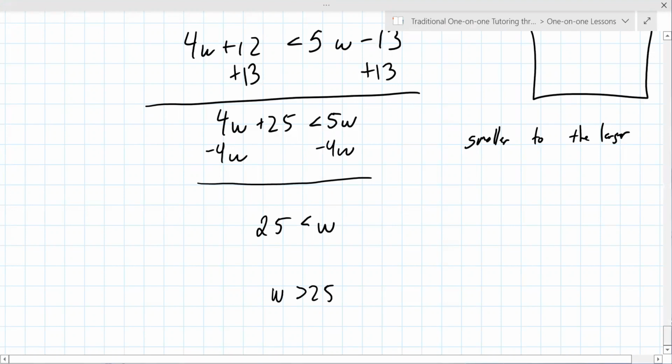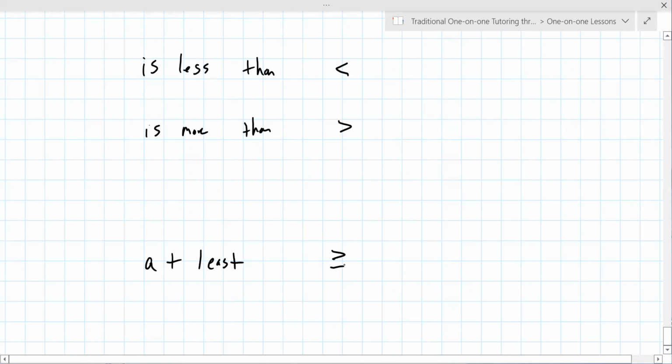Oh, I know what I wanted to say. In this previous problem, it said "is less than," and that corresponds to this symbol here. "Is more than" corresponds to this symbol here. The next one here is "at least." At least is greater than or equal to. And then "at most" is less than or equal to.